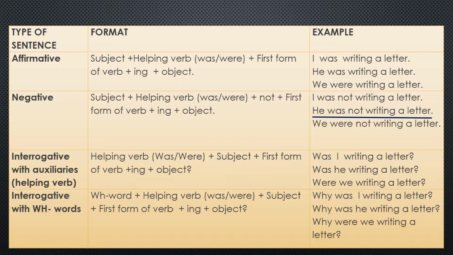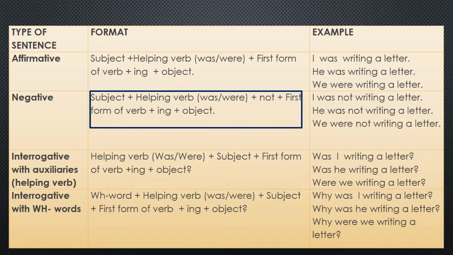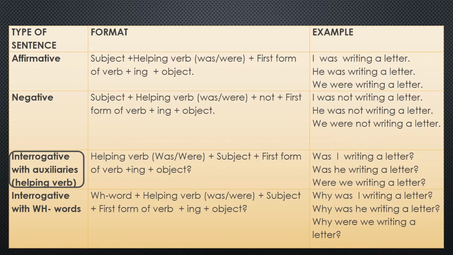He was not writing a letter. We were not writing a letter. If we check its format, then it will be like this: subject, helping verb was or were, not, first form of a verb ing and object. The next type of sentence is interrogative with auxiliaries.